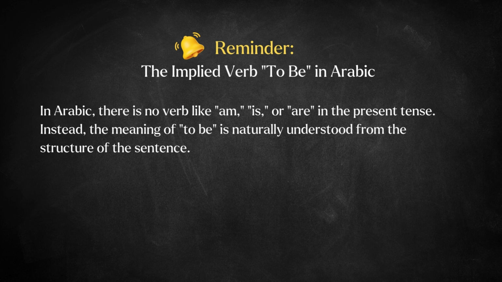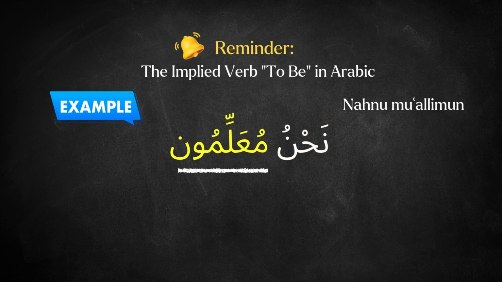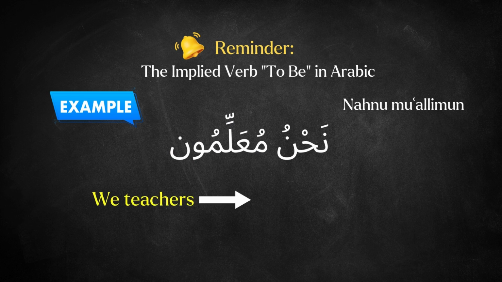Please remember, in Arabic there is no verb like am, is, or are in the present tense. Instead, the meaning of to be is naturally understood from the structure of the sentence. For example, نحن معلمون. This means we teachers, but it is understood as we are teachers.